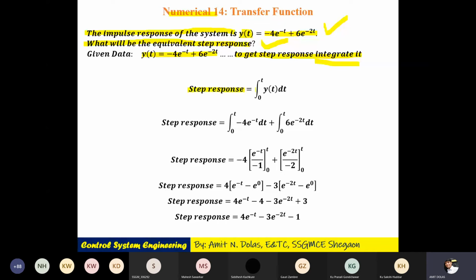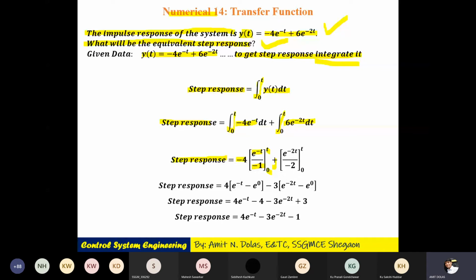So the step response is nothing but the integration from 0 to t of y of t. Simple mathematics. Step response is equal to integration from 0 to t of -4 e raised to power -t dt plus integration from 0 to t of 6 e raised to power -2t dt. Then, taking -4 outside, its integration is: -4 times e raised to power -t divided by -1, limit 0 to t, plus 6, I should have taken 6 outside, I did not write the 6. I have to write 6. I forgot that.